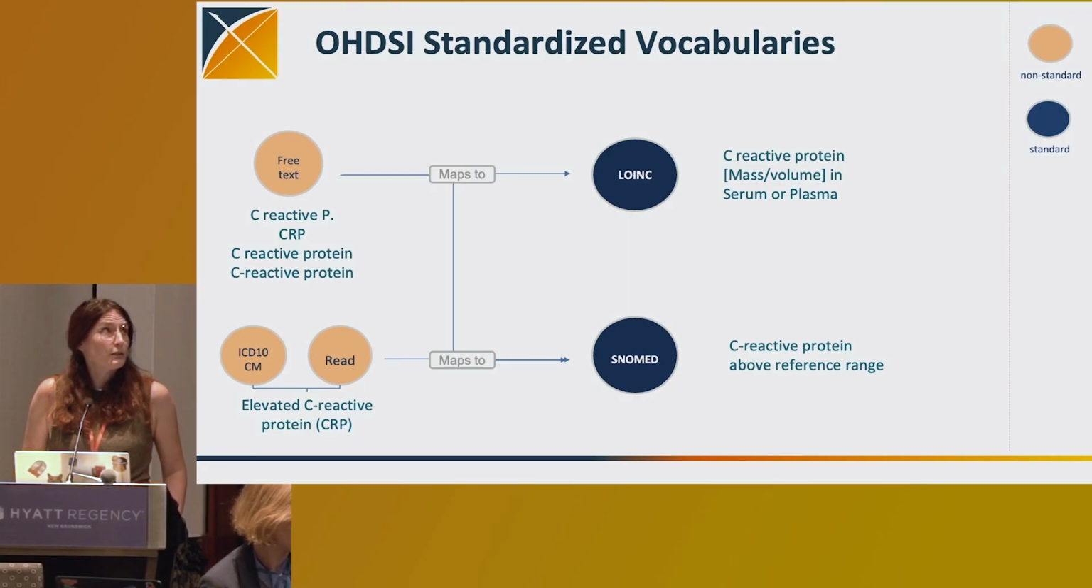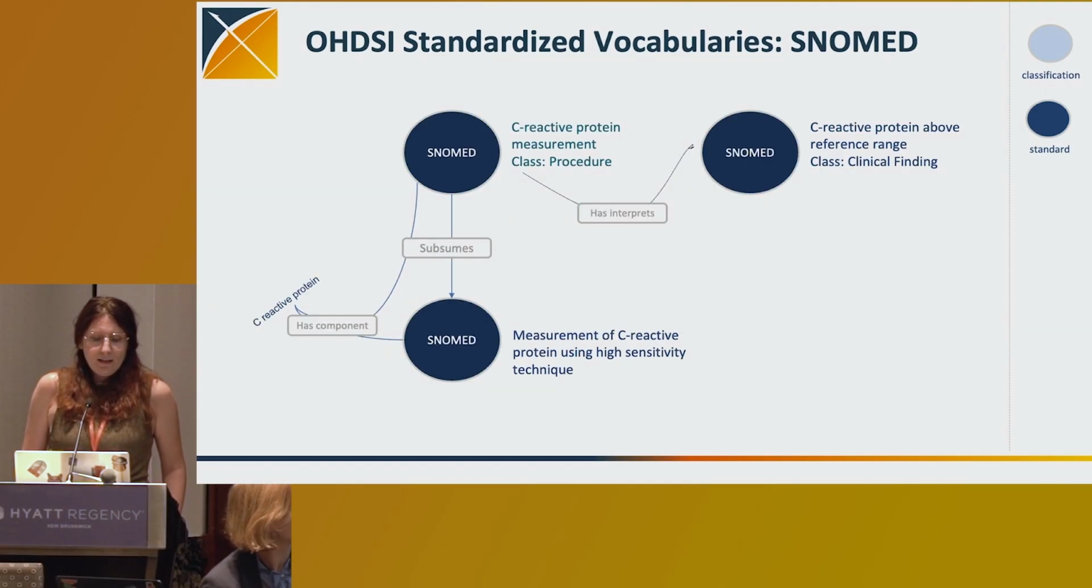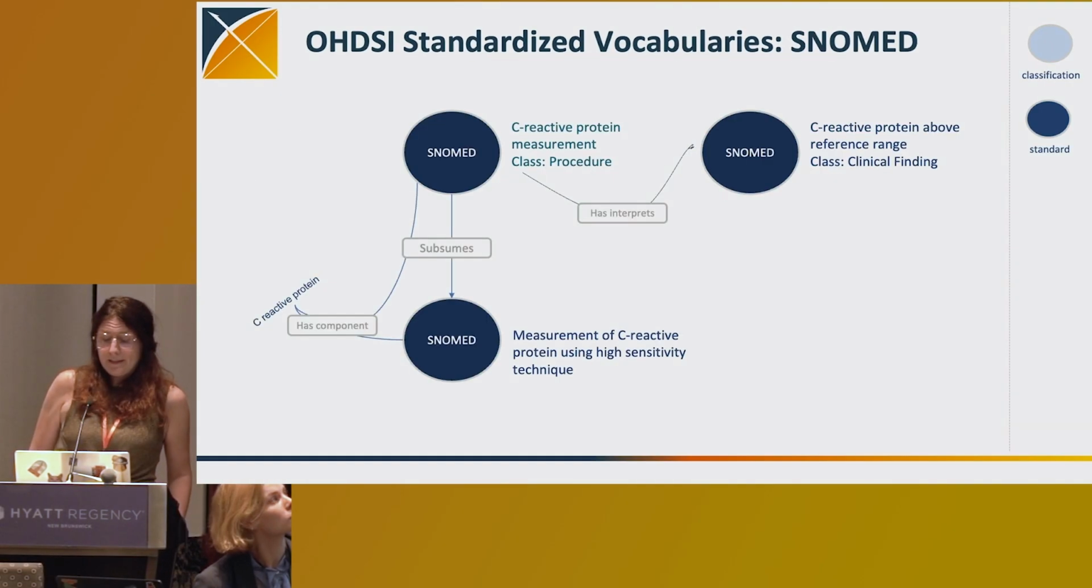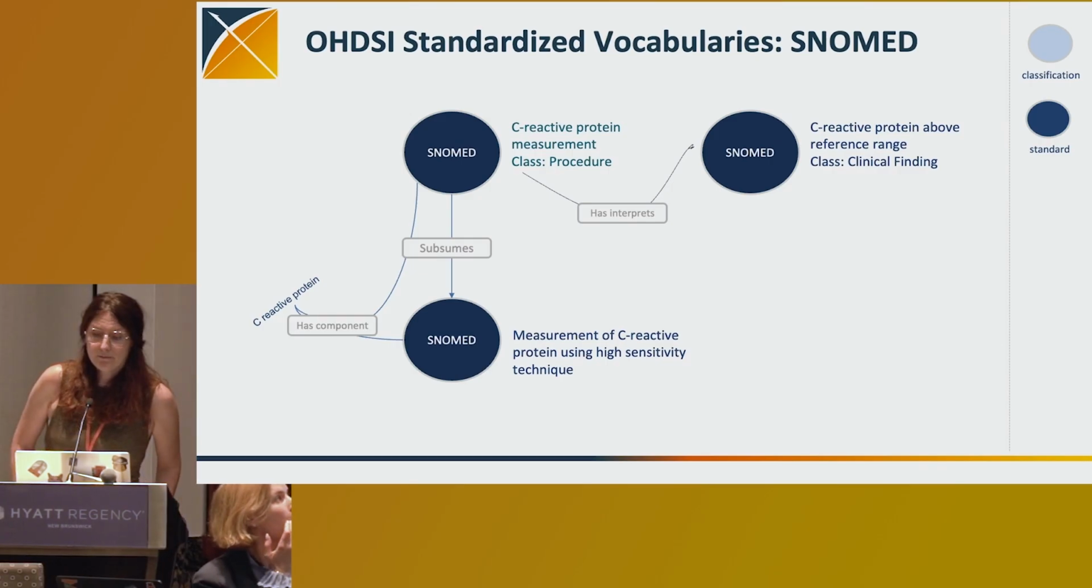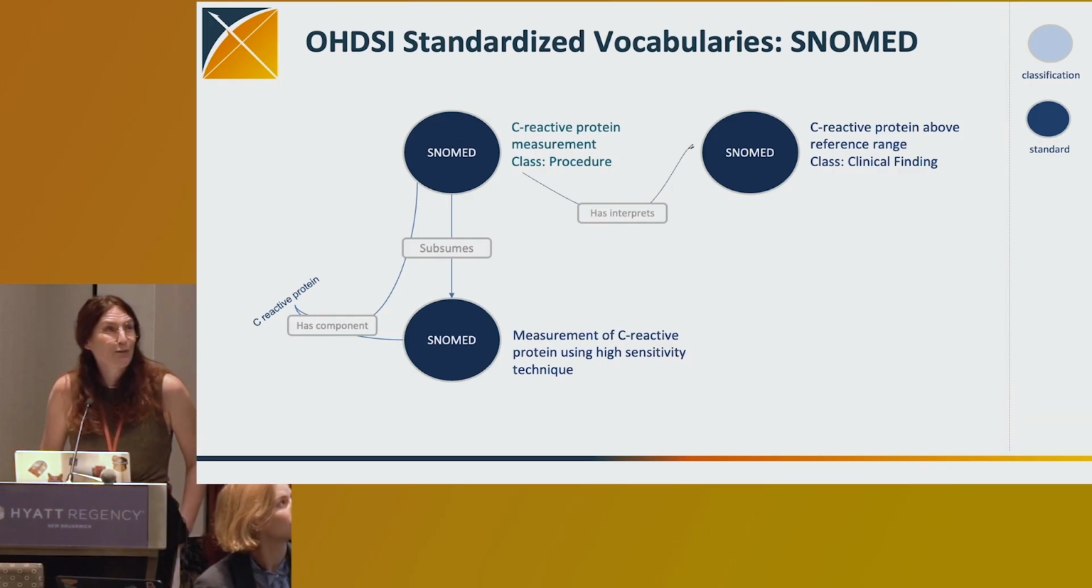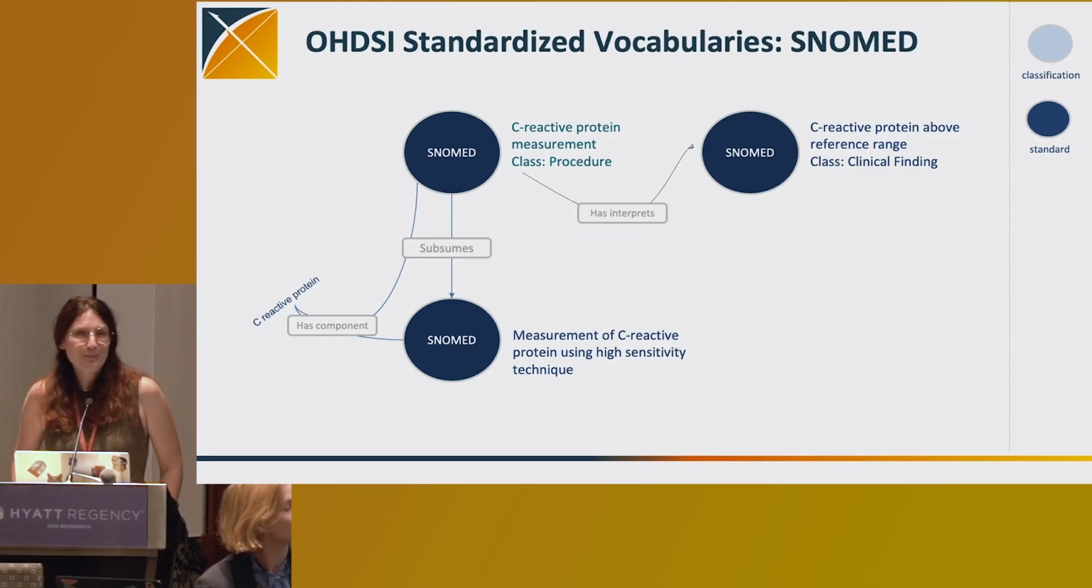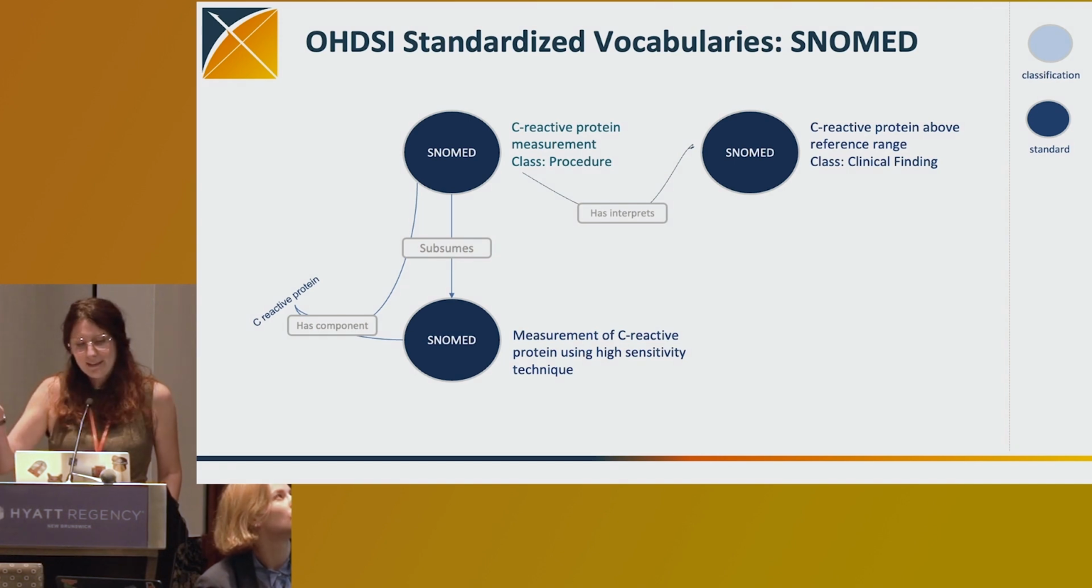Standard vocabularies for measurements are LOINC and SNOMED. Let's look precisely at them. The heart of the OMOP vocabularies is SNOMED. SNOMED is beautiful. SNOMED has a rich hierarchy, from high-level concepts to more specific concepts. And also, one of the main features of SNOMED is its lateral or attribute relationships.